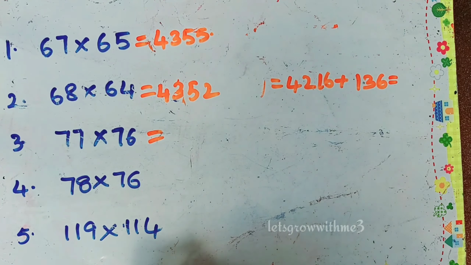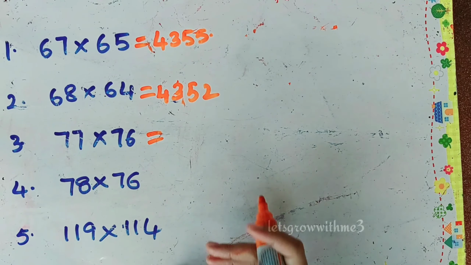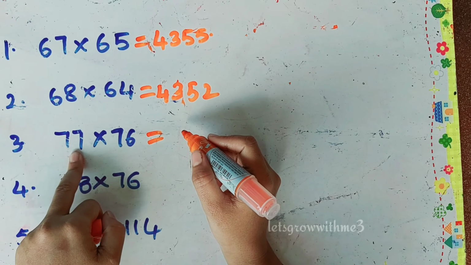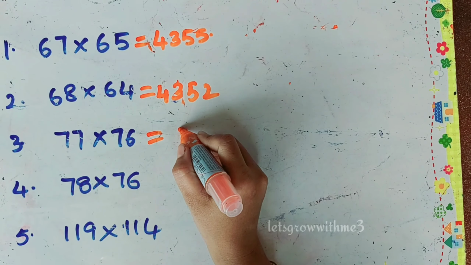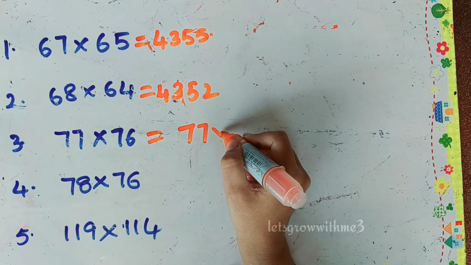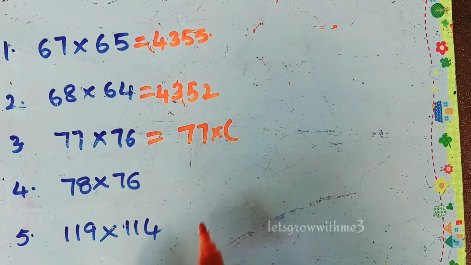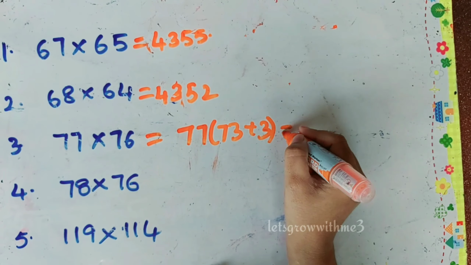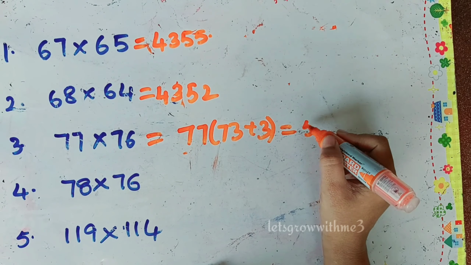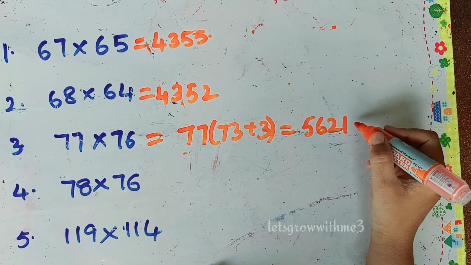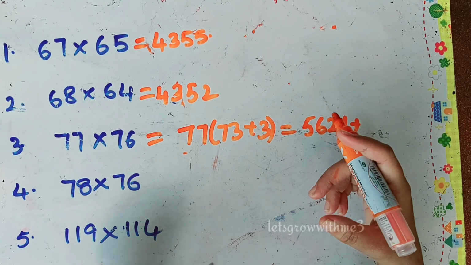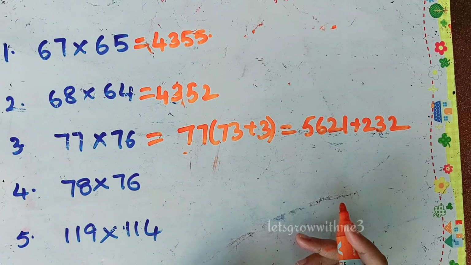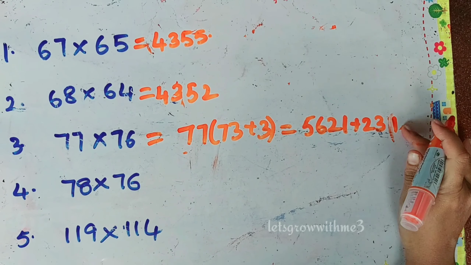77 times 76. If we get 73, we can apply our first formula. So I will convert 76 as 73 plus 3. I am not changing the actual example, only the way I am representing it is different. So 77 times 76 is written as 77 times 73 plus 3 times 77. Now let's multiply. 77 times 73, we can apply our first formula: 8 7s are 56, 7 3s are 21, and then 3 77s is 231.